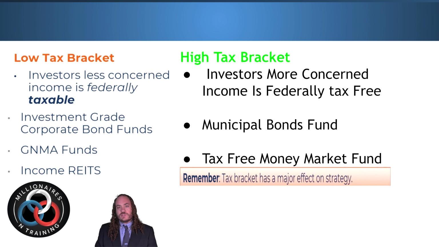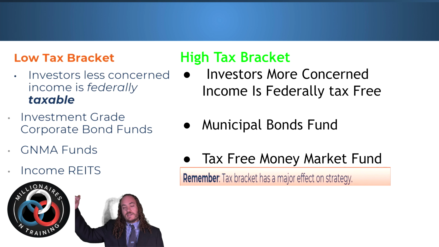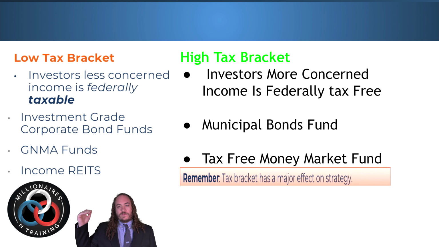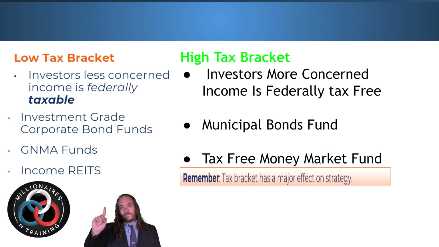If you have an investor in a 28% or higher tax bracket, or the question may tell you that the investor is successful, that's always your clue that the investor is in a really high tax bracket and is more concerned with income that's federally tax-free. Investing in a municipal bond fund or a tax-free money market fund will meet that investor's objective. Of course, let's go over another question.